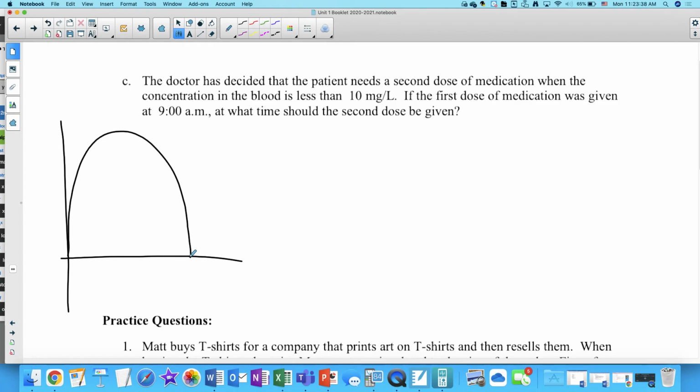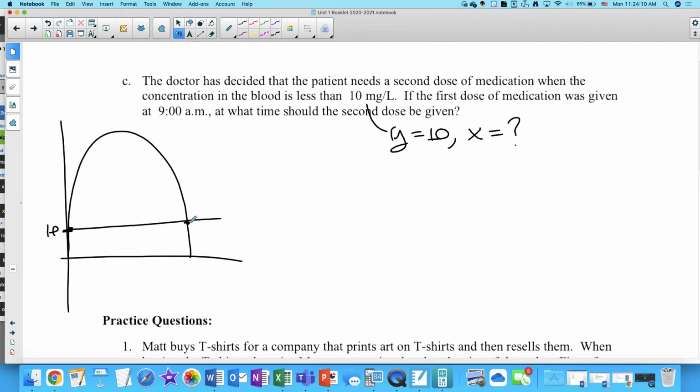Now, y equals 10 is along the vertical. So that's along here somewhere. And actually, it's going to hit the graph twice. Oh, that's not a very good horizontal line. Hits it here and here. Which time are we interested in? The second one. Yeah, you don't want to give them another dose when the concentration is rising. You want to give it to them when they're falling. So essentially, we want to know, what is this x value?